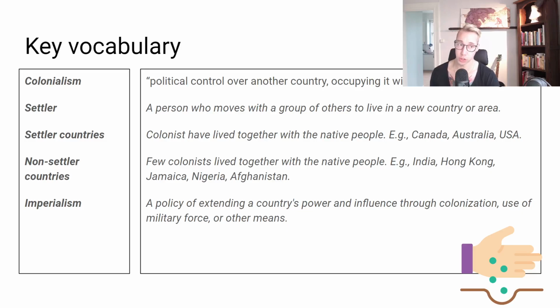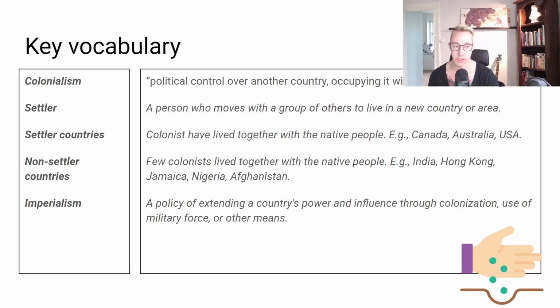We then also have non-settler countries. These are the cases where there weren't many colonists that lived together with the native people, such as Hong Kong, India, Afghanistan, Nigeria, Jamaica, and so on. And the driving force behind this is a policy known as imperialism. The idea of imperialism is to extend a country's power and influence, and you use colonization to achieve this, usually through, for example, military force, a way of taking over others and using them for their own benefit.